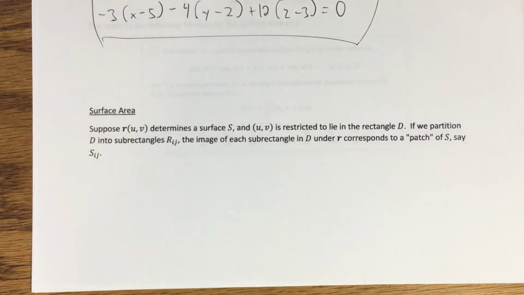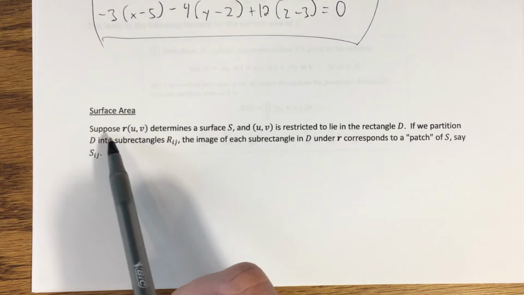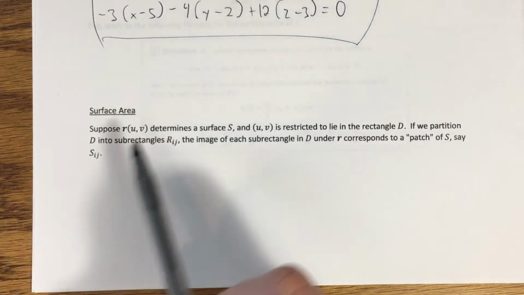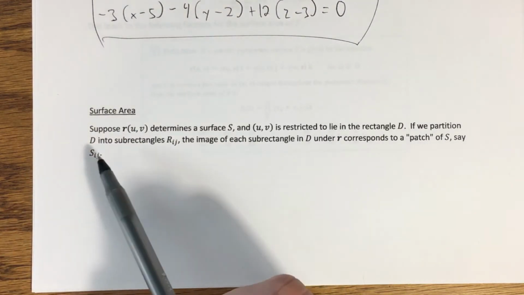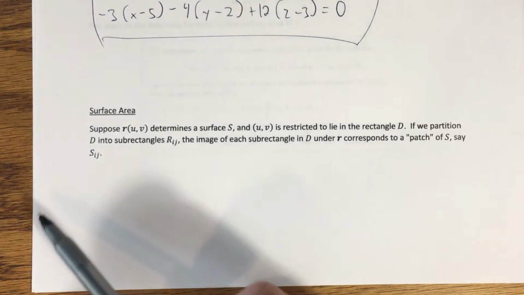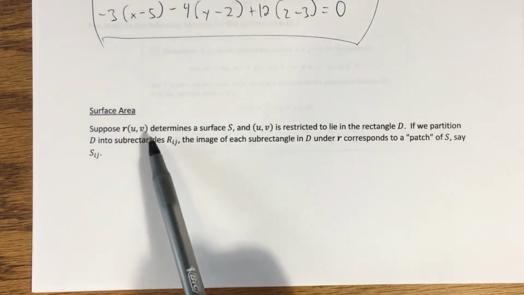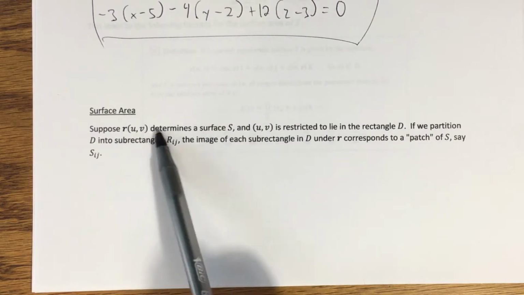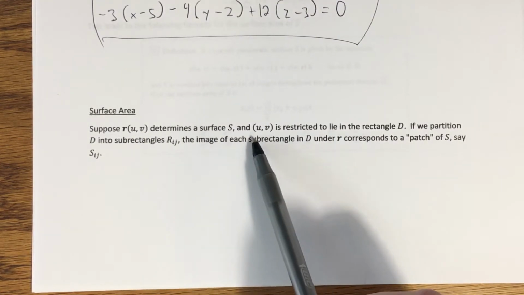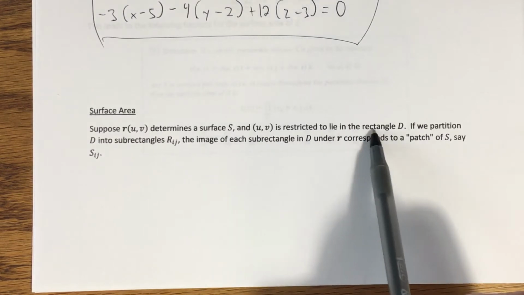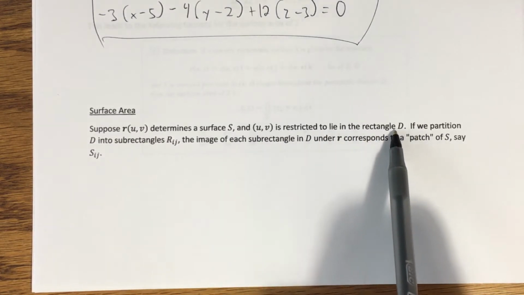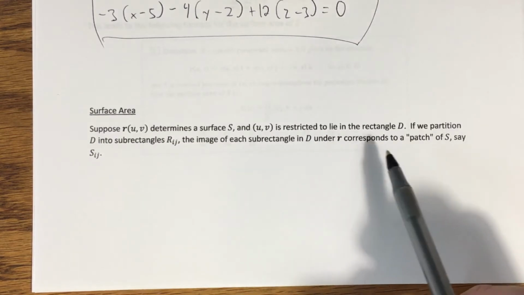Back in chapter 15, we talked about how to find the area of a surface when that surface is given by a function, z equals f of x, y. We want to find the area of surfaces that are given parametrically. This allows us to find surface areas for surfaces that aren't necessarily the graphs of functions. So suppose we have a parametrization for a surface S, r of u, v, and for the sake of this argument, we're going to say that (u, v) is restricted to lie in a rectangle D. Turns out that we can be more general than this, but this just helps with this initial argument.